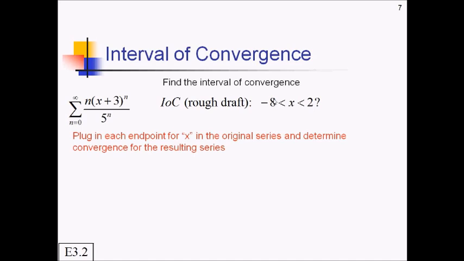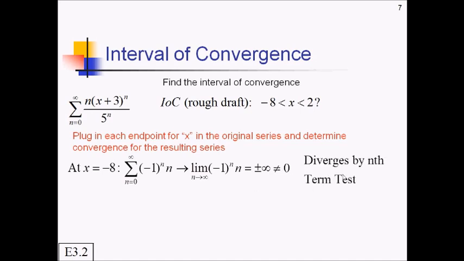So let's say we plug in negative 8 to start us off. So that would be negative 8 plus 3, which is negative 5, and negative 5 to the n over 5 to the n, that's really like having negative 1 to the n. So this is really the sum of negative 1 to the n times n. Well, applying my nth term test, because I always do that first, I see that as n goes to infinity, this is going to go to positive or negative infinity. It just keeps growing in both directions. Since that's not 0, we can say that this endpoint diverges by the nth term test.